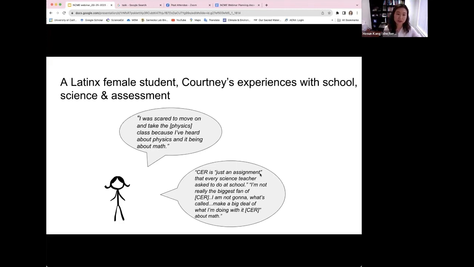And there's all this dominant narrative about science and how students feel about it and have difficulty connecting to high school physics. And she also made comments about this dominant paradigm of assessment within that particular school site. She goes like, CER is just an assignment that every science teacher is asked to do at school. I'm not really a big fan of CER. I'm not gonna make a big deal out of it.